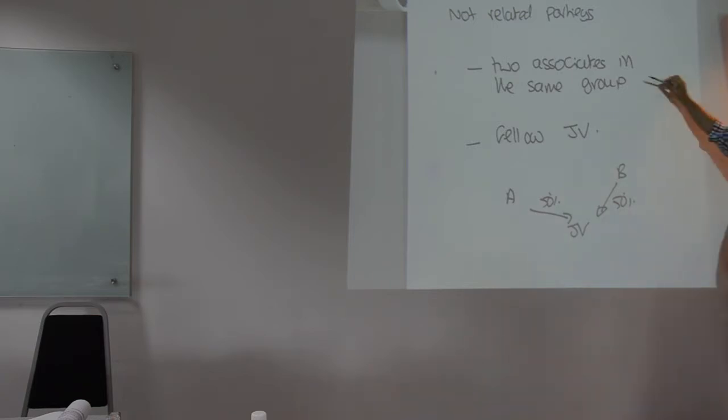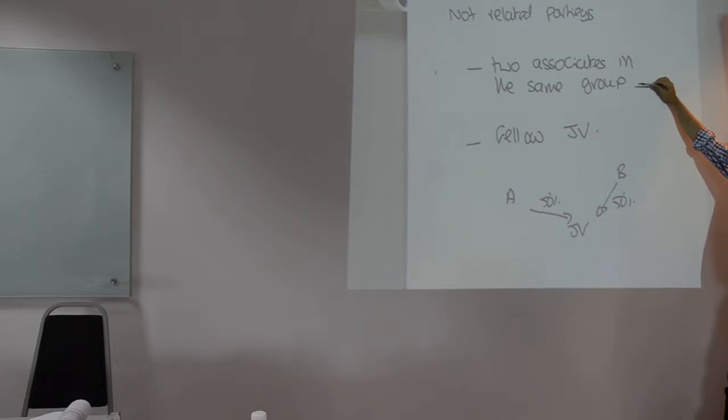If you've got two associates in the same group, the two associates in the same group are not related to each other, because neither controls or influences the other, and they're not subject to common control, they're subject to common influence. So, two associates in the same group are not related to each other.